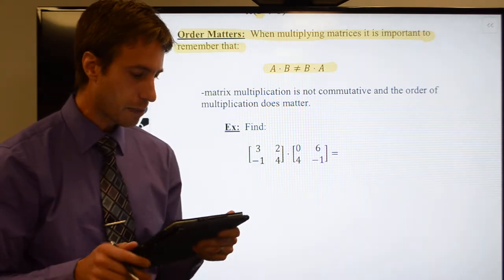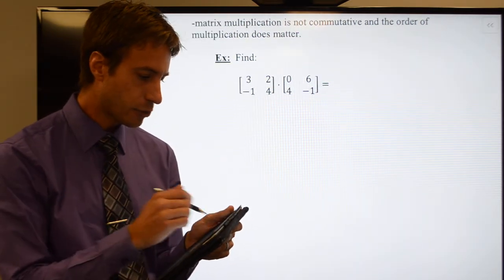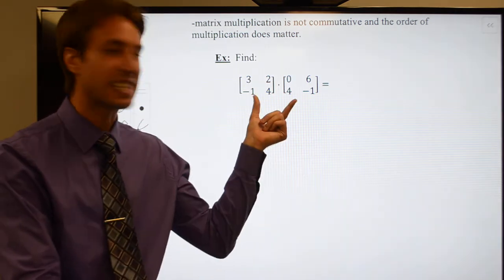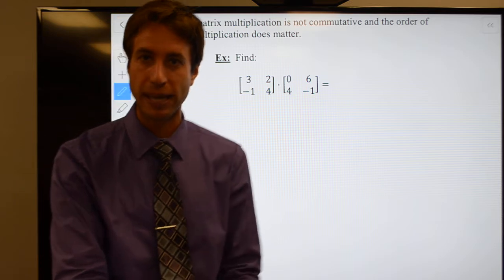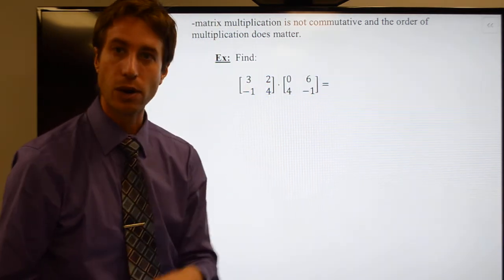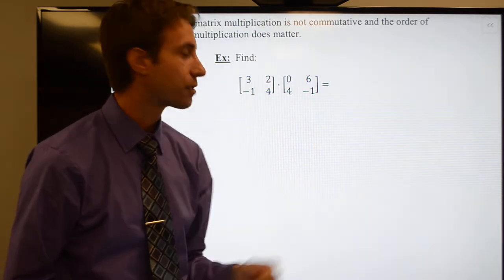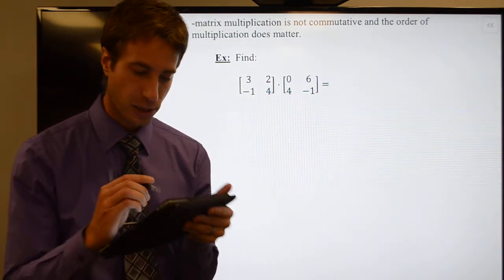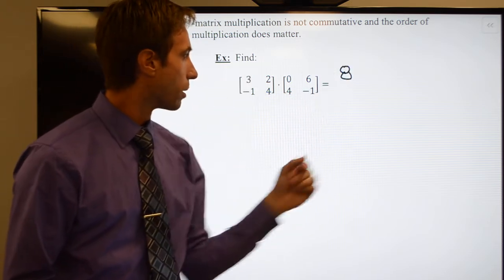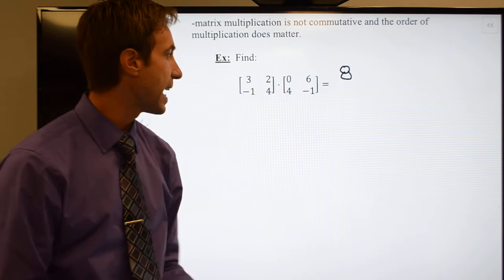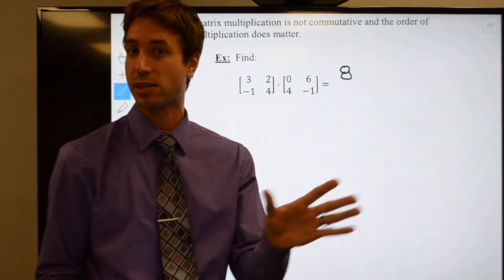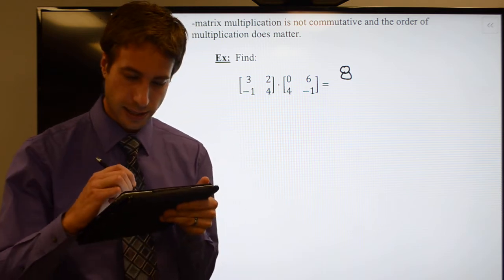So let's go ahead and try a couple more of these. Matrix multiplication, again, I think we're probably getting to the point where we can do at least these kinds of 2 by 2 matrices in our head. So let's do that. Row 1, column 1, 3 times 0 is 0. 2 times 4 is 8. 0 plus 8 would be 8. Row 1, column 2, 3 times 6 is going to be 18. 2 times a negative 1 would be a negative 2. 18 plus a negative 2, yeah, 16.